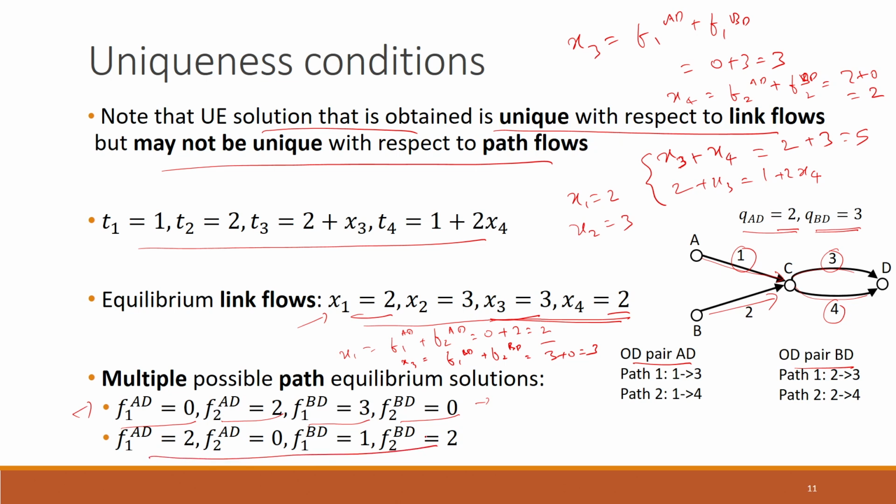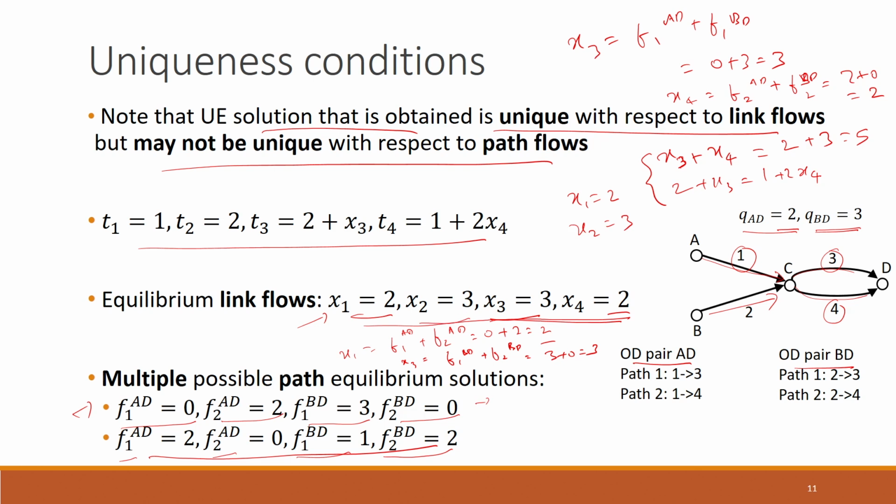Again you can check. So, let us determine what will be the flow through link 1. That will be equal to F1AD plus F2AD, which is 2 plus 0, again 2. Then the flow through link 2 will be equal to F1BD plus F2BD. That will be 1 plus 2 equal to 3. Again it is matching here.